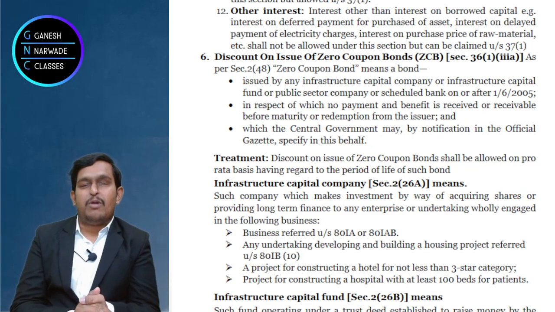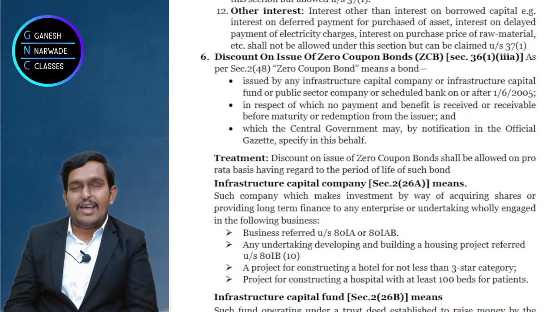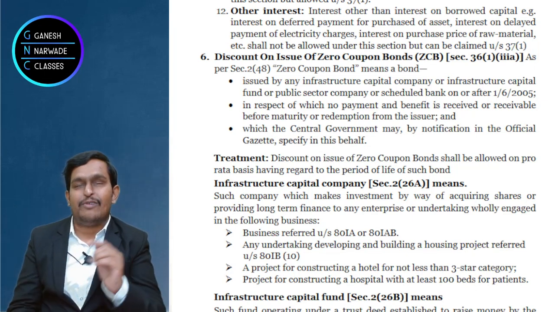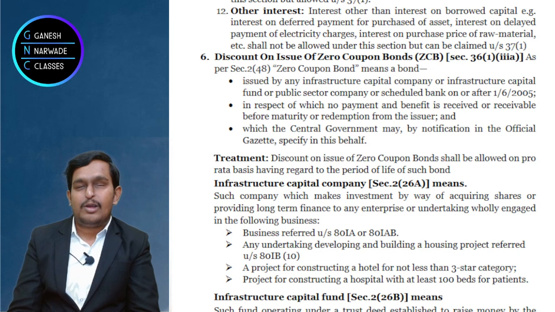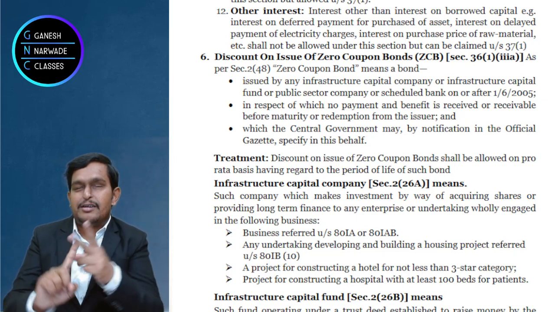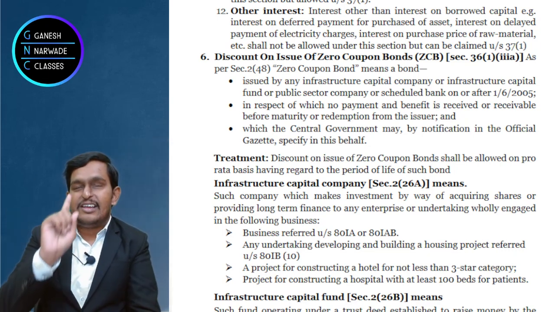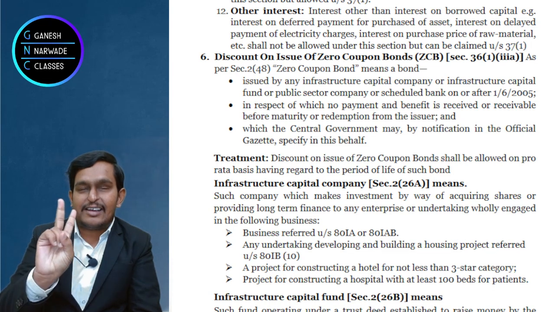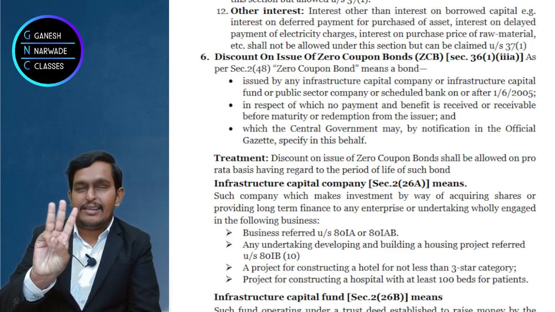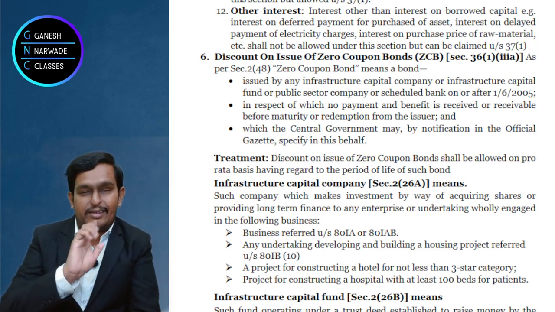Now zero coupon bonds. Yes, discount on zero coupon bonds is allowed as deduction under section 36(1)(iii)(a). Now what is this? Actually, zero coupon bonds are issued either by infrastructure capital companies, infrastructure capital funds, public sector undertakings or scheduled banks. Come on, repeat with me: infrastructure capital companies, infrastructure capital funds, public sector undertakings, and scheduled banks. Any of these four can issue zero coupon bonds.